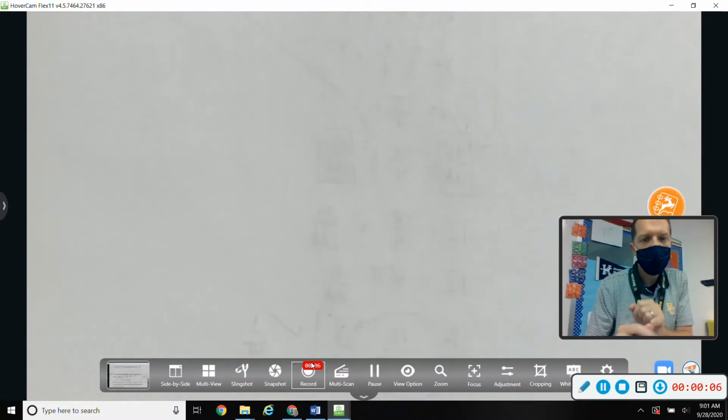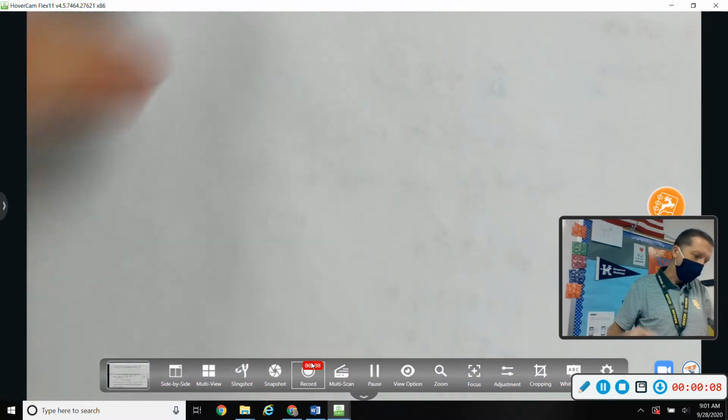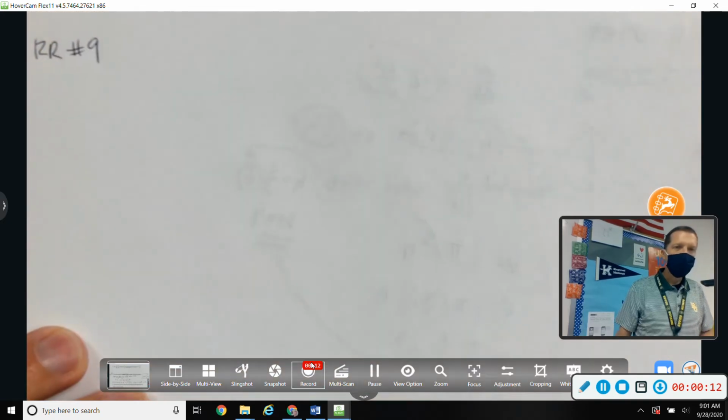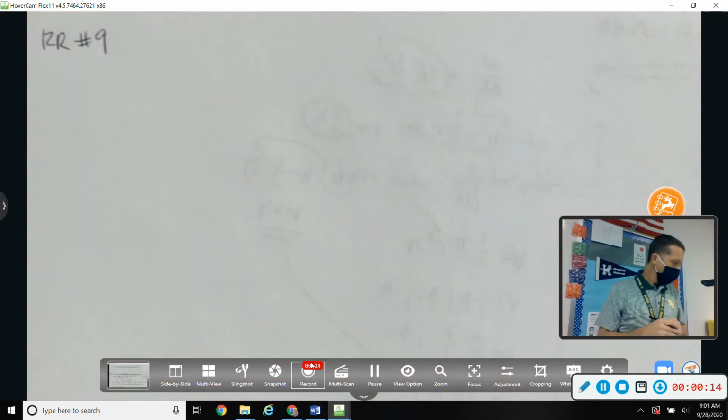There we go. So number 9 on the related rates worksheet. Oh, another cone problem. So automatically a good question because you know what's coming tomorrow. Water is flowing into a tank in the form of an inverted cone.